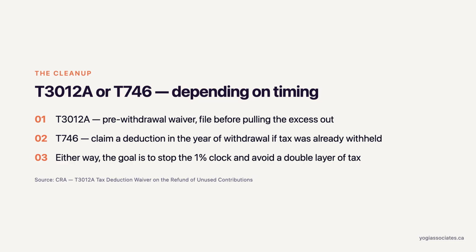The faster path is T3012A. The cleanup path is T746. Either way, the goal is the same: stop the 1% per month penalty from running.